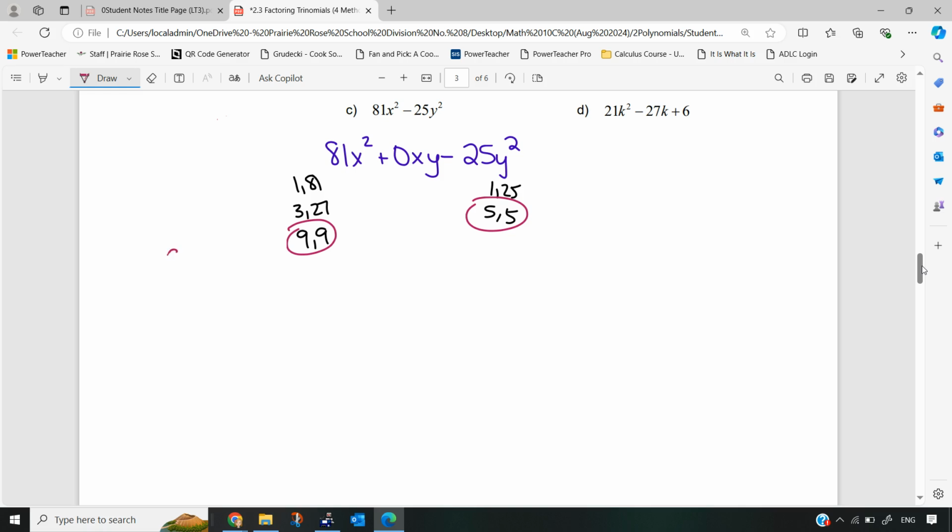So again, I would do my chart off to the side, 9x, 9x, 5 and 5, and when I cross multiply, 9x times 5 is 45x, 9x times 5 is 45x. Looking at my signs, I have a negative product, so that means I want opposite signs. And I have a sum of 0, that means that they have to cancel each other out. So that means I'm going to have a positive 45 and a negative 45. So my factors will be 9x plus 5 and 9x minus 5.